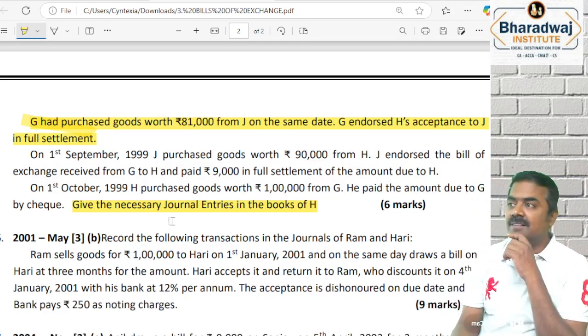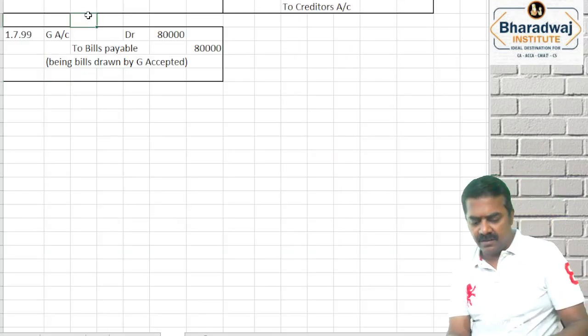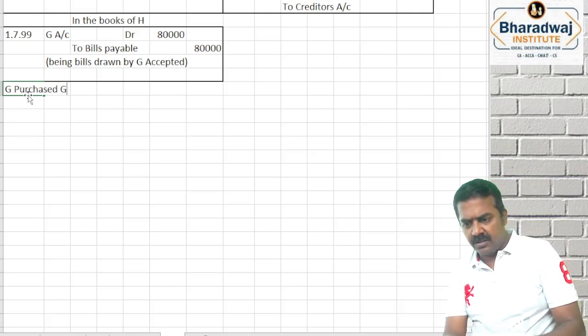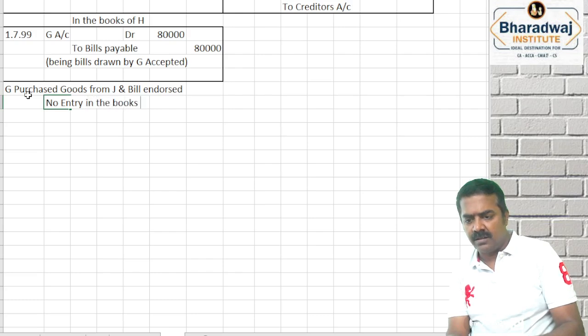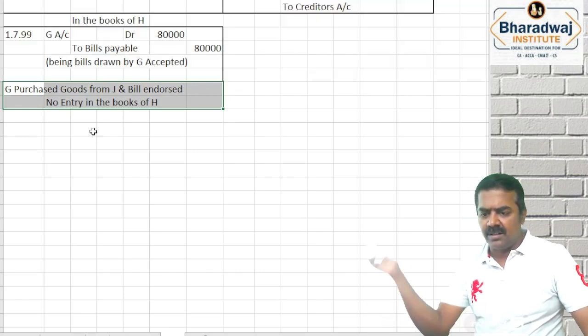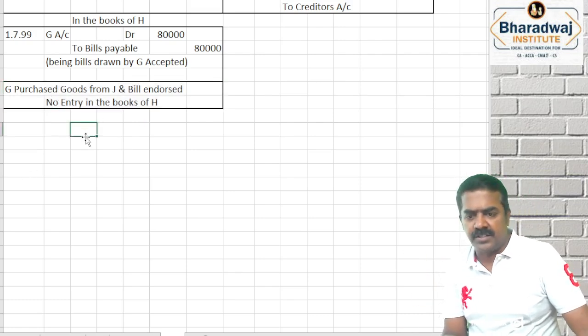Who has purchased goods? G from J. We are in the books of H. G purchased goods from J and the bill is endorsed. No entry in the books of what? H. We are in the books of H. This is a transaction between G and J. This is a transaction between what? G and J. No entry in the books of H.